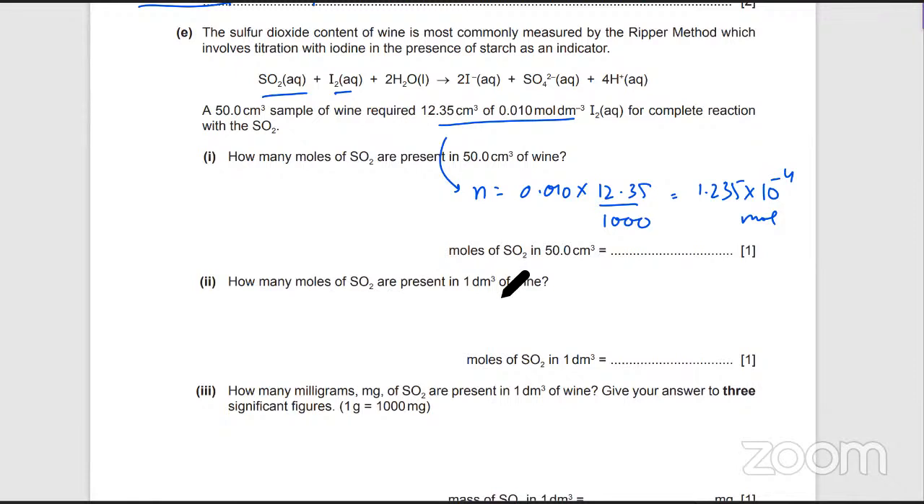Okay, now he's saying 1 dm cube, how many? So in 50 cm cube, you've got this much, which is 1.235 times 10 power minus 4. So what will be in 1000 cm cube? In 1000 cm cube it's going to be x, and you're going to cross multiply. So what do you get? Say 2.47 raised to power minus... minus how much? Say 3. That's -3.